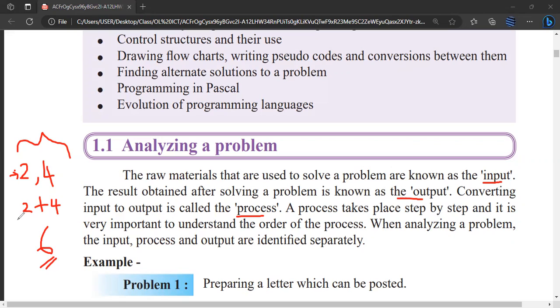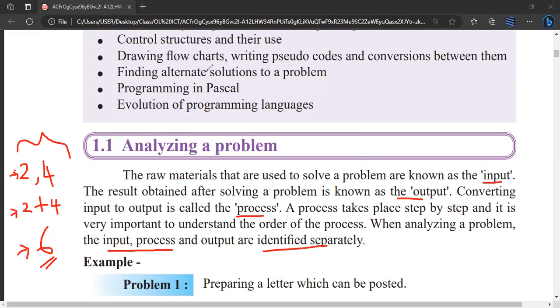Now here in my process I have only one step, but in many processes we have many steps. It is very important to understand the order of the process. When analyzing a problem, the input, process and output are identified separately. So my dear, when you are analyzing a problem, it is very important for you to identify the input, process and output separately. In this scenario, 2 comma 4 is the input, this addition is the process and the output is 6.